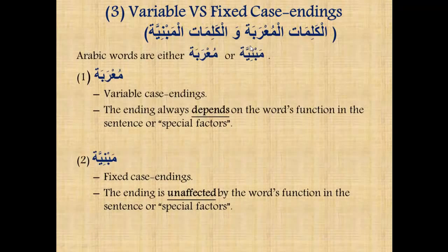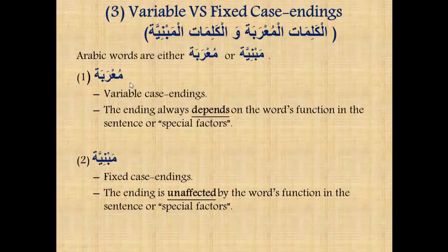Arabic words can be categorized into two groups in terms of case endings. Group number 1, mu'raba. Group number 2, mabniya. Mu'raba words have variable case endings. Why are they variable? Because the ending depends on the word's function or role in the sentence, or on the presence of special factors. So an example would be the word kitab. You can have kitabun, kitaban, or kitabin. That is a variable case ending. The ending of the word is different depending on the word's function or the presence of special factors.